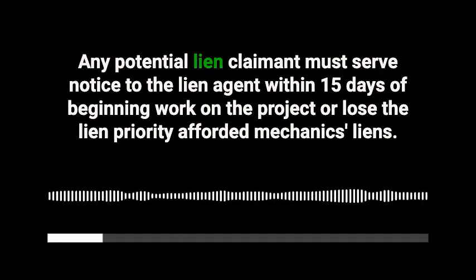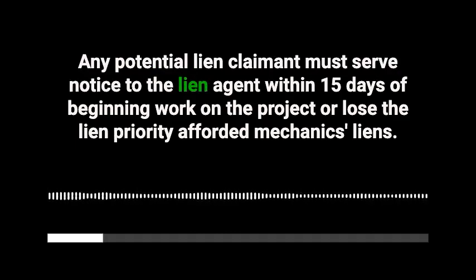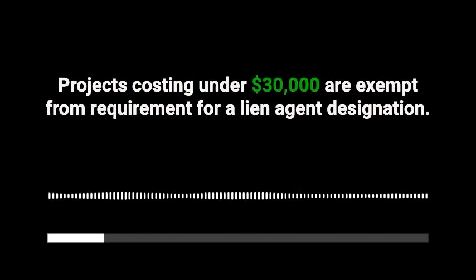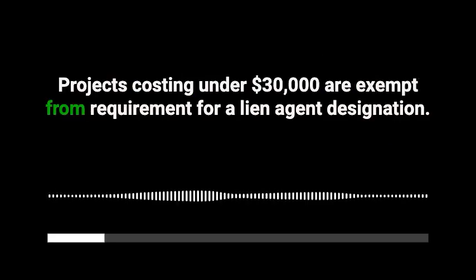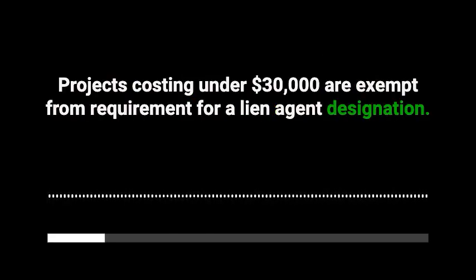Any potential lien claimant must serve notice to the lien agent within 15 days of beginning work on the project or lose the lien priority afforded mechanics liens. Projects costing under $30,000 are exempt from the requirement for a lien agent designation.